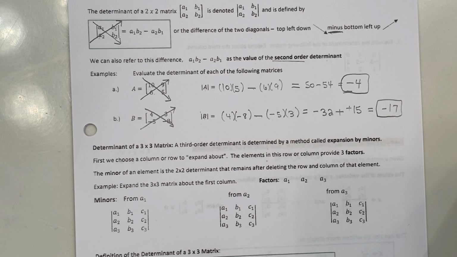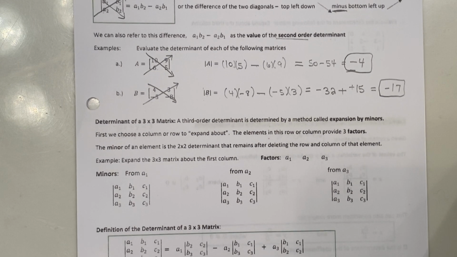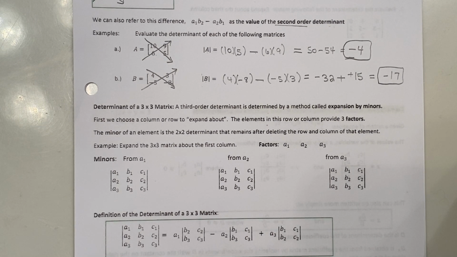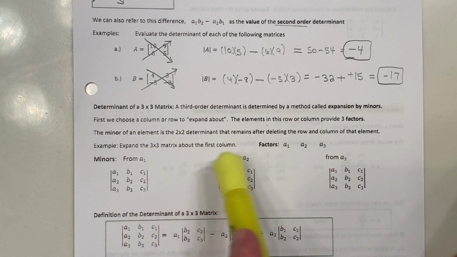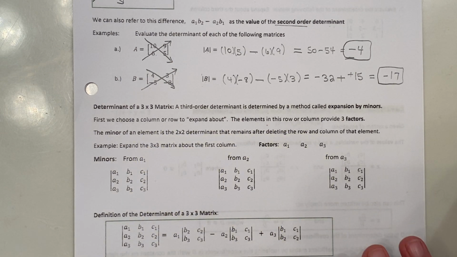All right, 2 by 2 matrices are easy to find the determinants because it's just a down arrow product minus an up arrow product. It gets a little bit more tedious when we're trying to find the determinant of a 3x3 matrix. So we're going to read through a little bit of this, understand the notation, and then we'll have a couple examples of finding the determinant of a 3x3 matrix.